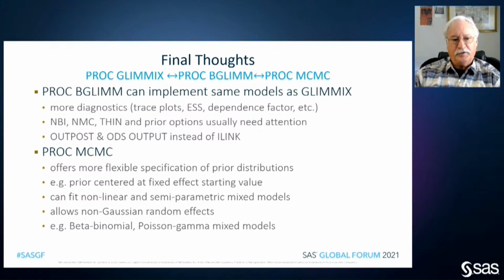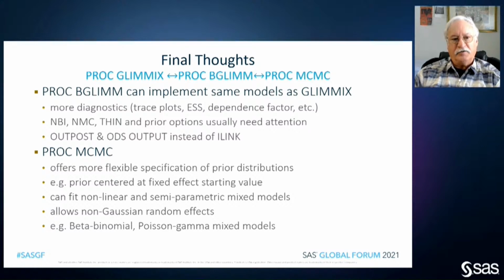PROC MCMC will allow you to fit nonlinear mixed models and semi-parametric models, or mixed models with smoothing splines. It also allows non-Gaussian random effects. So that shows up in the beta binomial model. There's also a Poisson gamma mixed model. And those are things you can do with PROC MCMC.